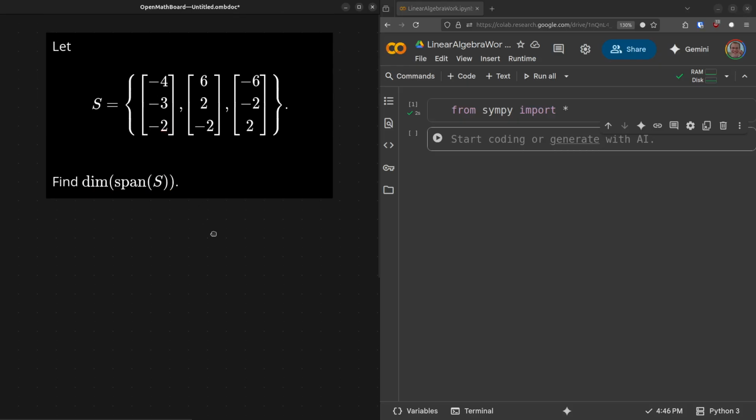So remember, a dimension is the number of vectors in a basis for the vector space. So the vector space we're looking at here is span of S. So we want to see how many vectors are in a basis for this set of vectors. Okay. Now, a basis has to do two things. It has to span the vector space, and the set of vectors has to be linearly independent.